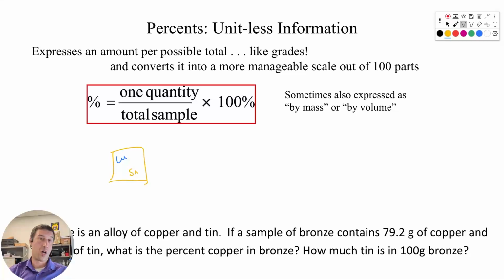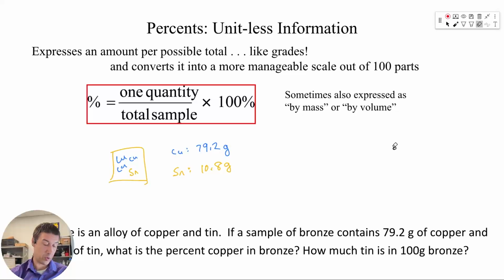If the sample of bronze contains 79.2 grams of copper, so what we're now saying is we've got a bunch of copper in there. We've got copper being 79.2 grams. And then we have the tin, which is only making up 10.8, so it's making up a relatively smaller amount, 10.8 grams. What is the percent copper in bronze? Okay, so we now have a question. What is the percent? And I'm going to change my notation a little bit. What is the percent of copper?